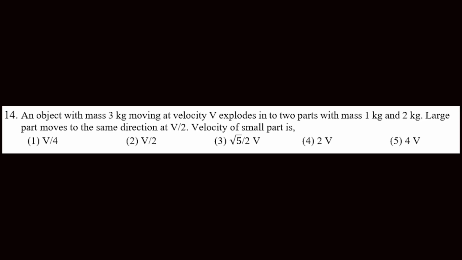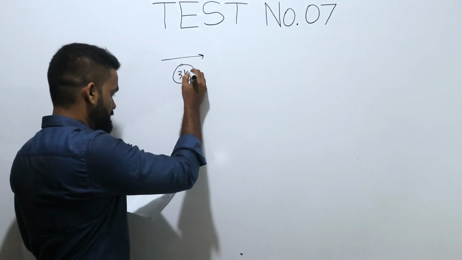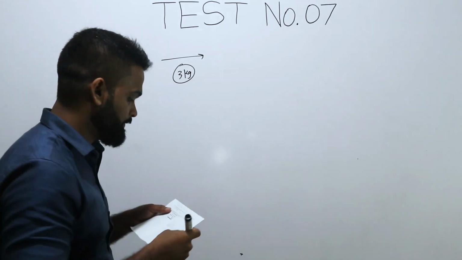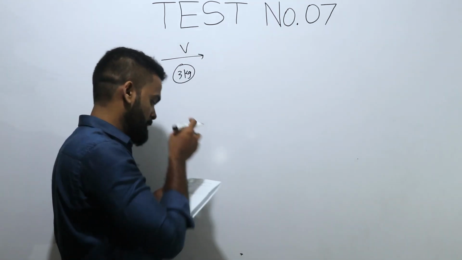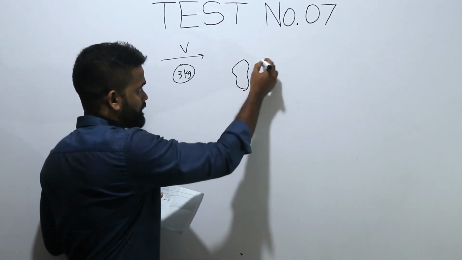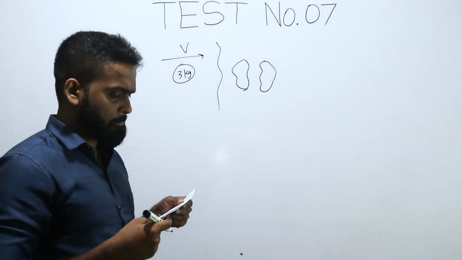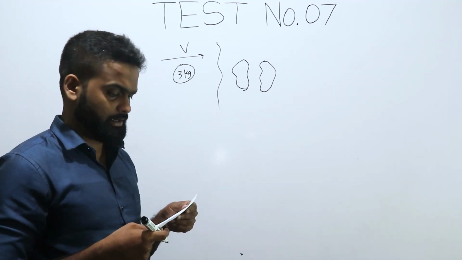14th question. An object with mass 3 kg moving at velocity v explodes into two parts with masses 1 kg and 2 kg. So the mass of the object is 3 kg and it is moving to this side. Then it explodes into two parts. So this is after the explosion: 1 kg and 2 kg.